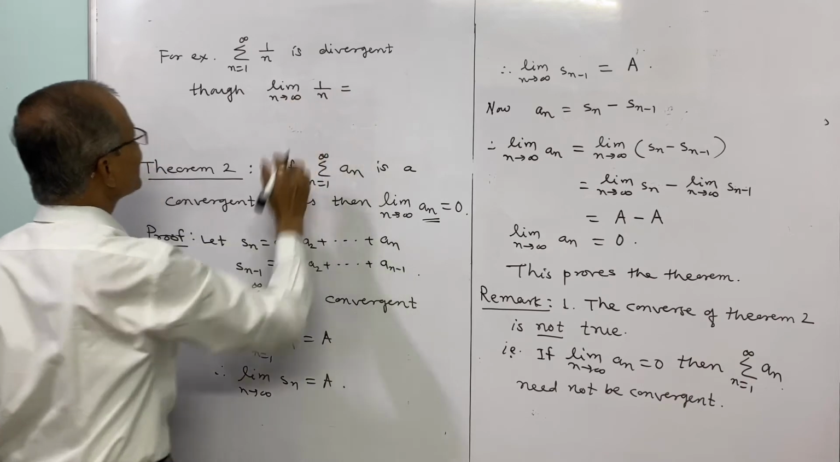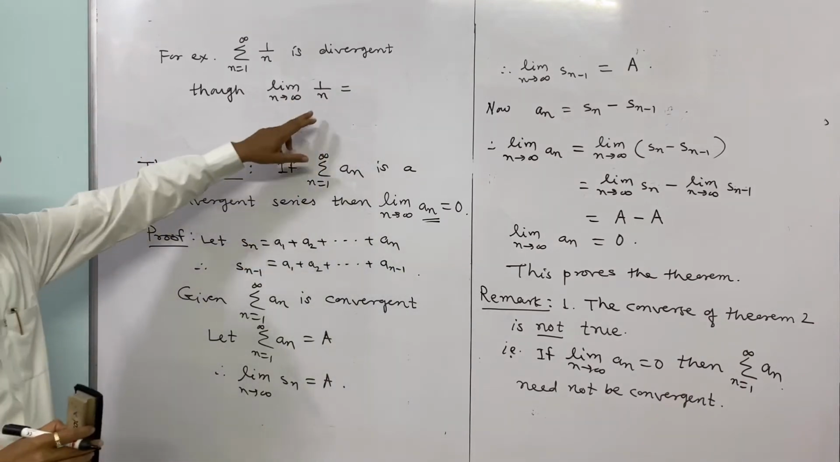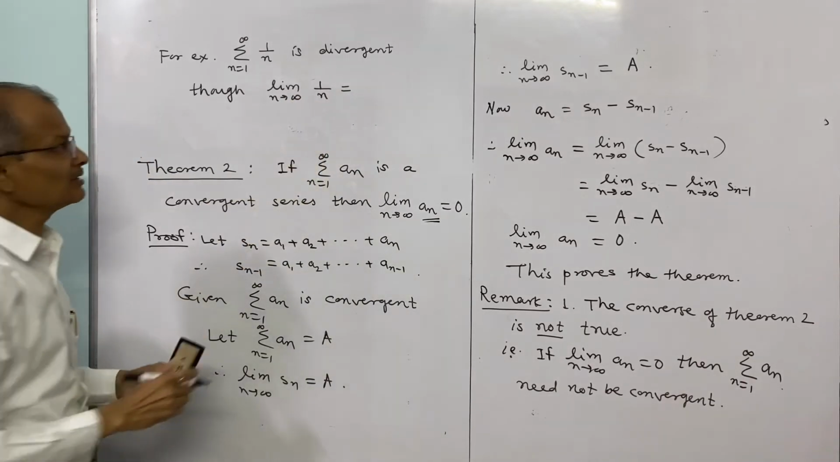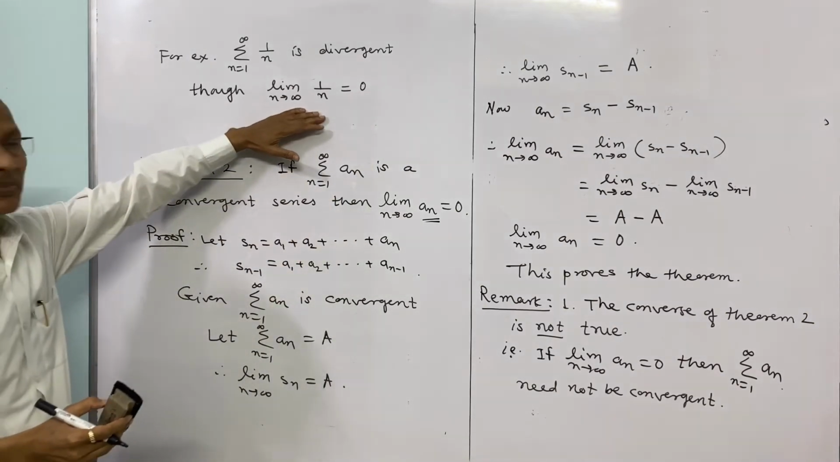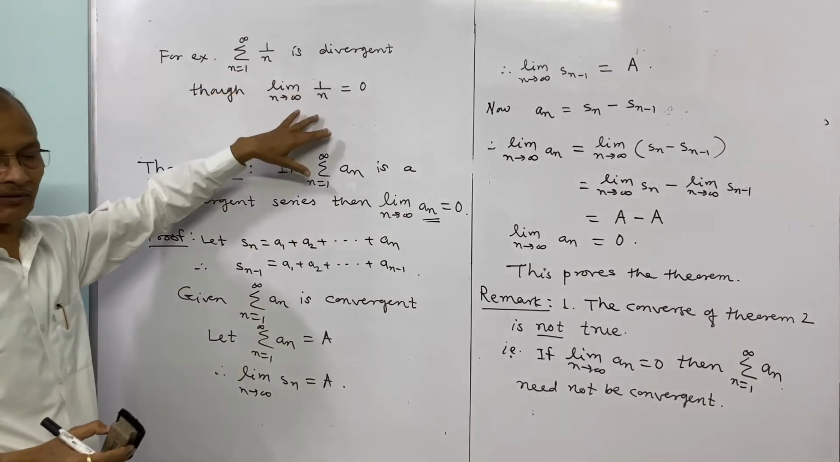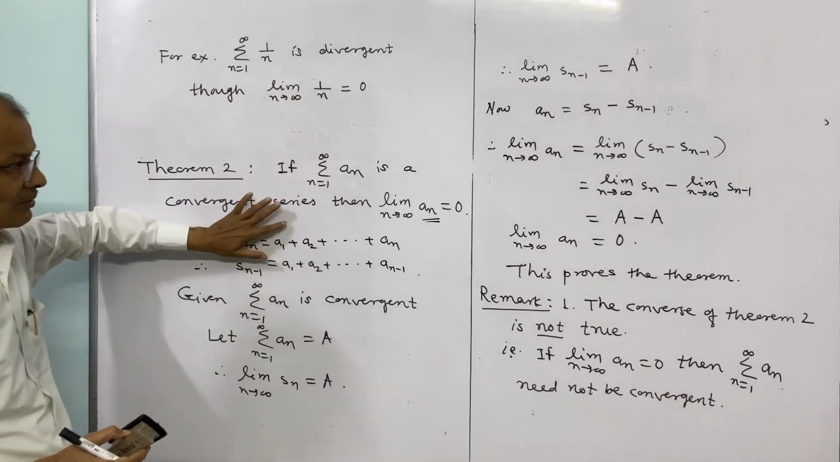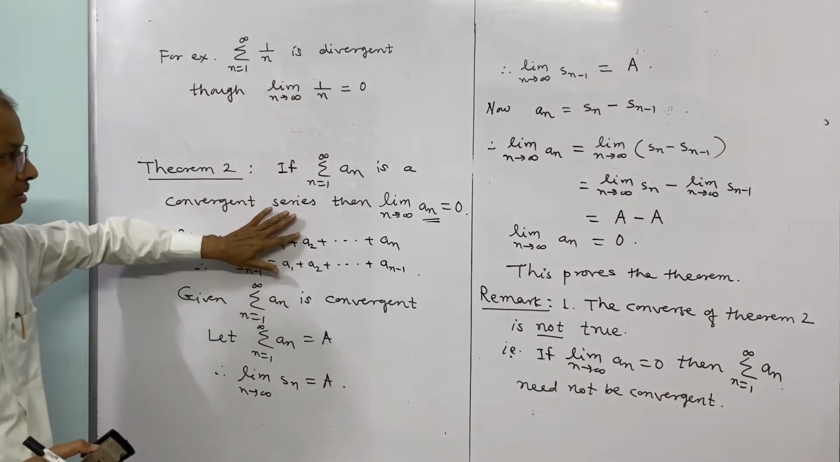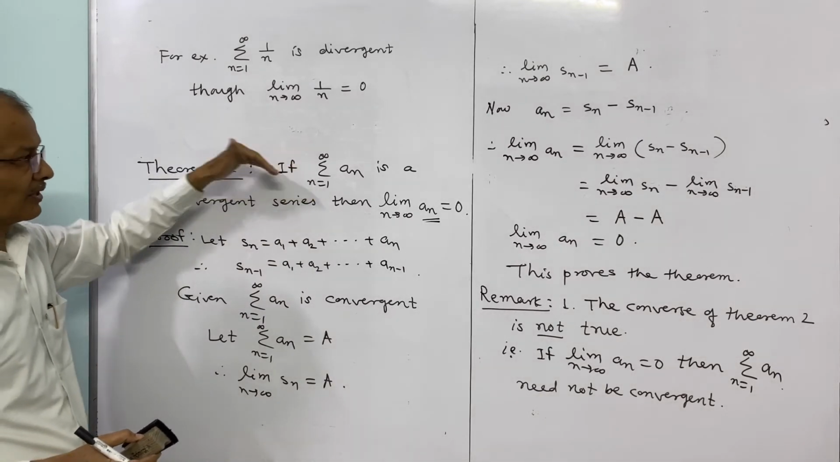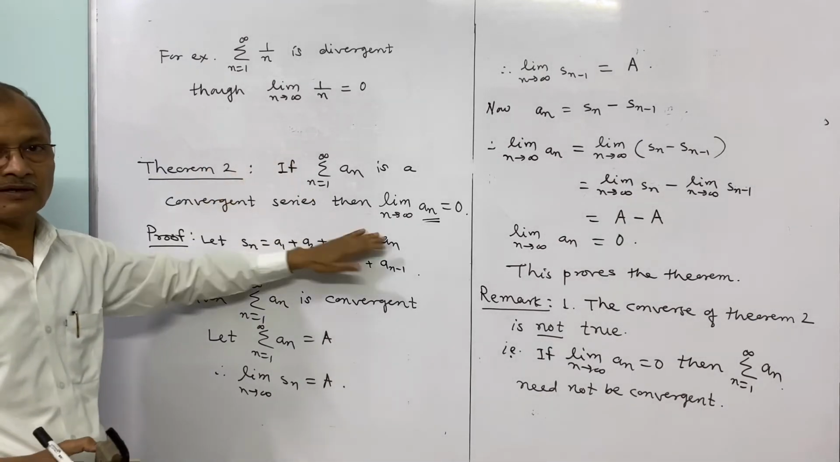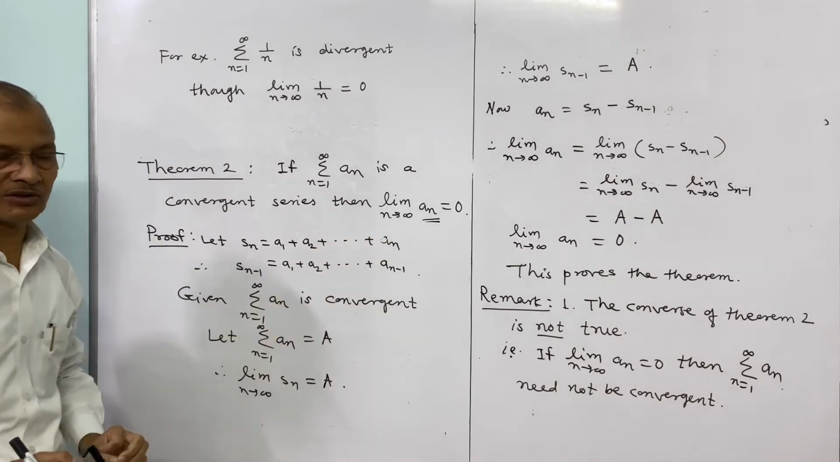And what is this limit? This we know, limit of 1 by n as n tends to infinity is 0. So thus limit of an is 0, but this series is divergent. So this shows that the converse of this theorem is not true. So we should use the theorem in this way only: if it is a convergent series, then its limit of nth term is 0.